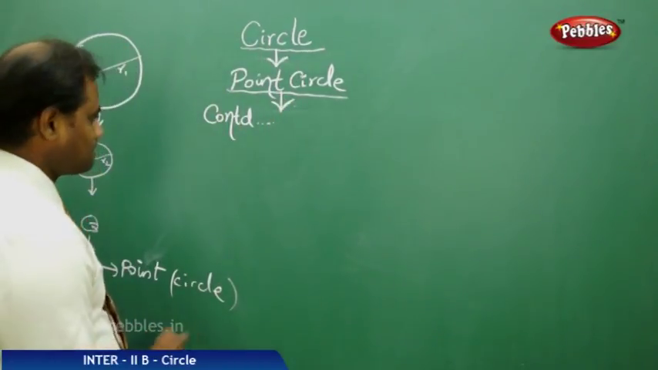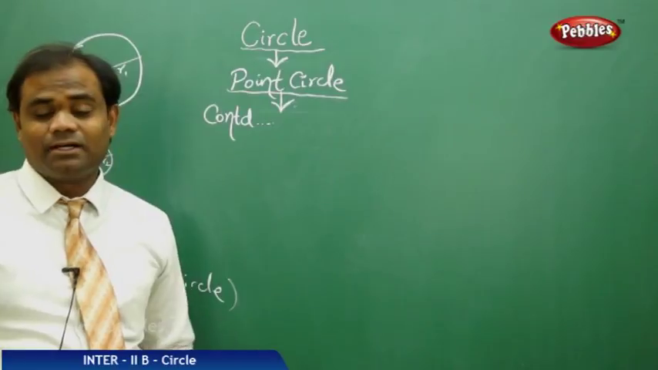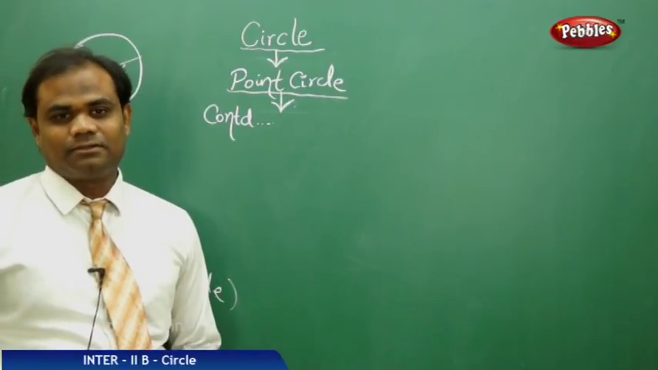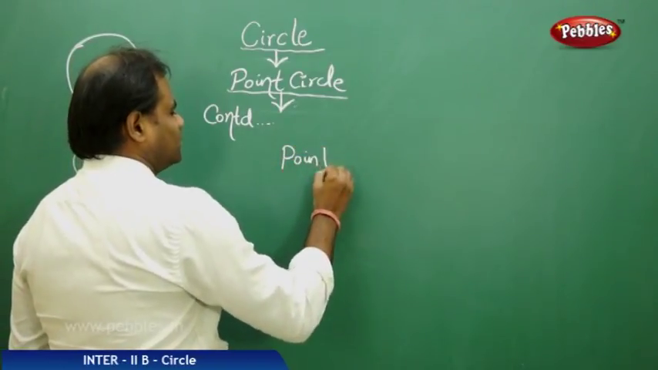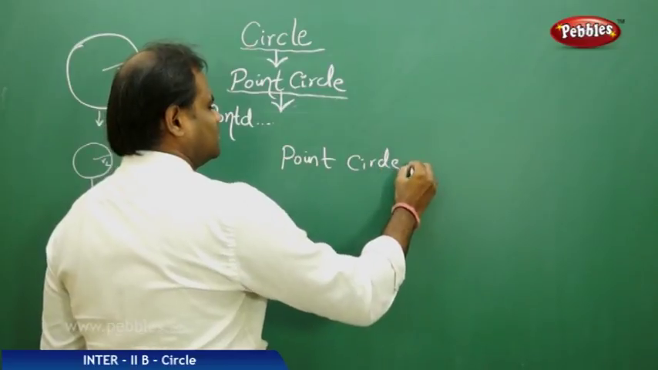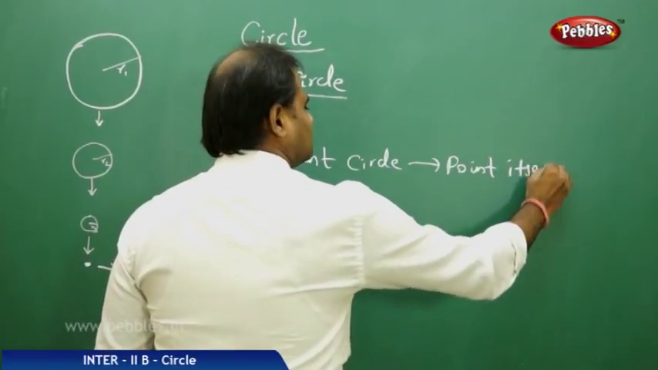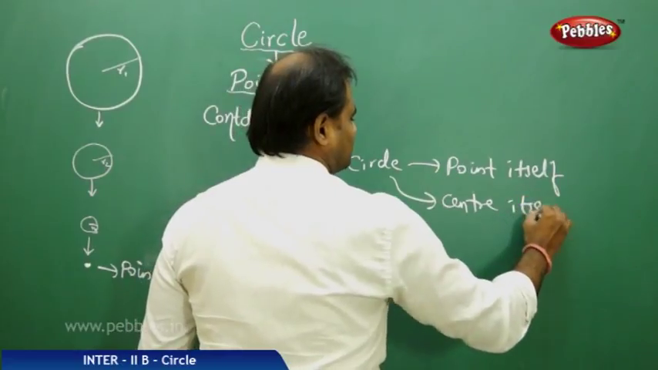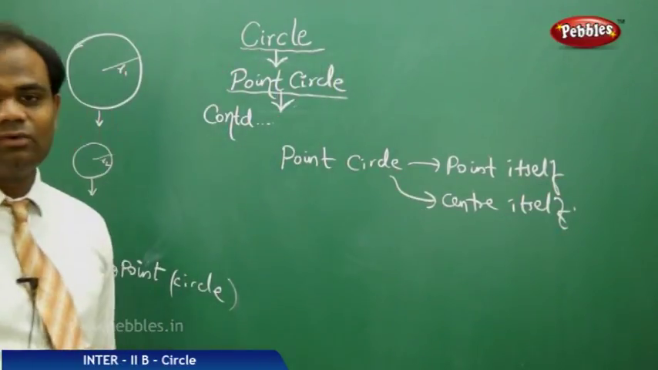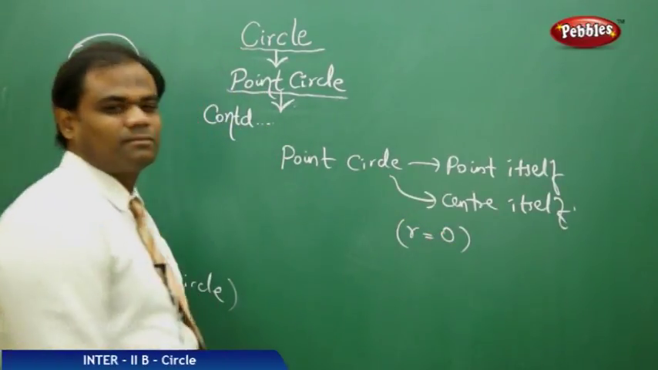Now, interestingly, in this case that we have defined, the point circle is the point itself. We can also say that the point itself is the circle and the point itself is the center of the circle. So here I conclude that a point circle is the point itself, or it is the center itself, with radius equal to 0.